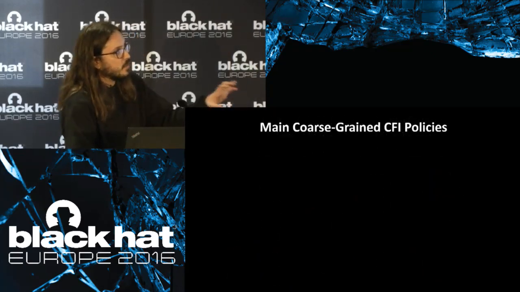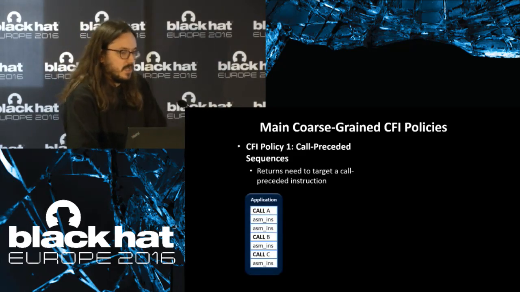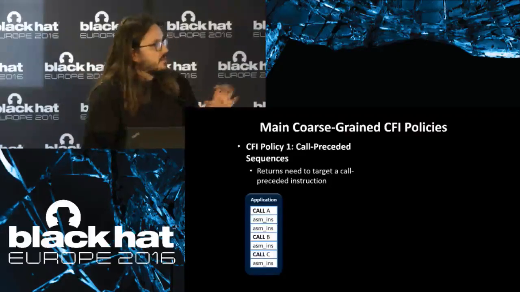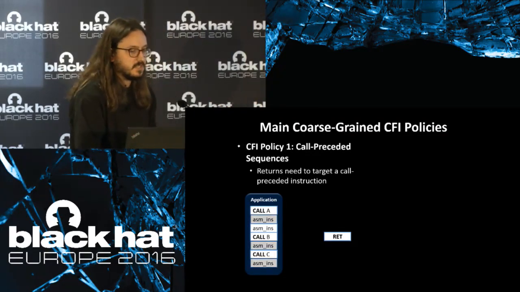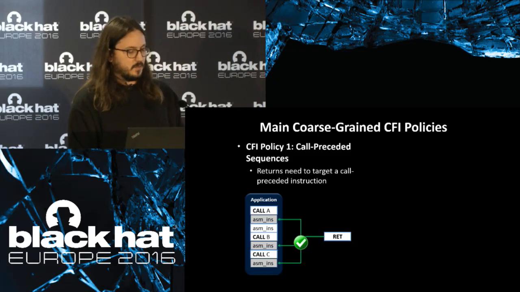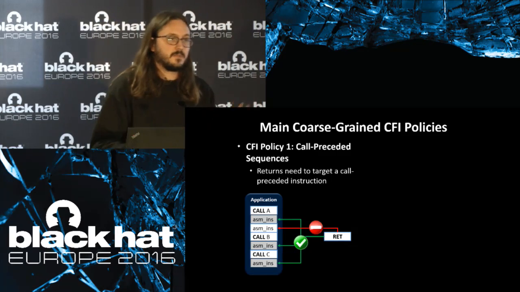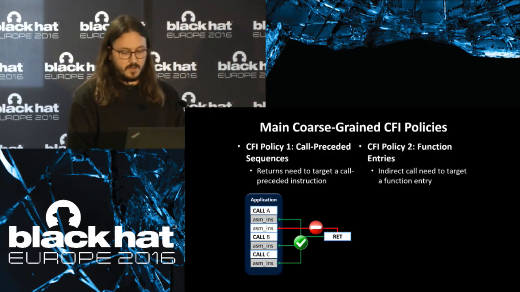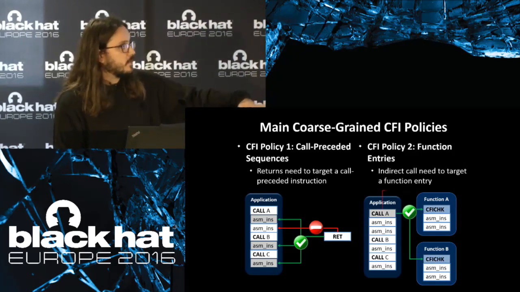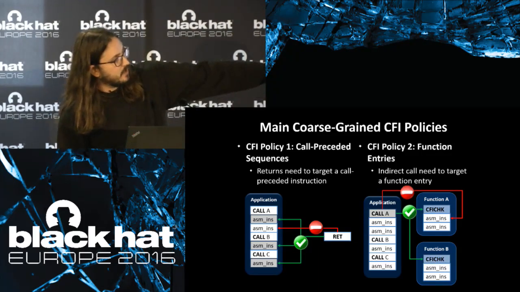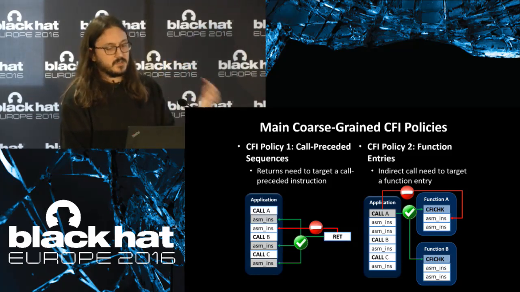So these coarse-grained CFI policies reduce to generic abstractions on the check. For instance, you can only return to a call-preceded instruction. In this case, the ret will either target these, and these are all great, right? But if I jump there, then nope, I can't do that. And for forward-edge policy, something similar occurs. I can only target forward edges, and it will trigger a fault if I target something other than a function entry. So this sounds great, right?